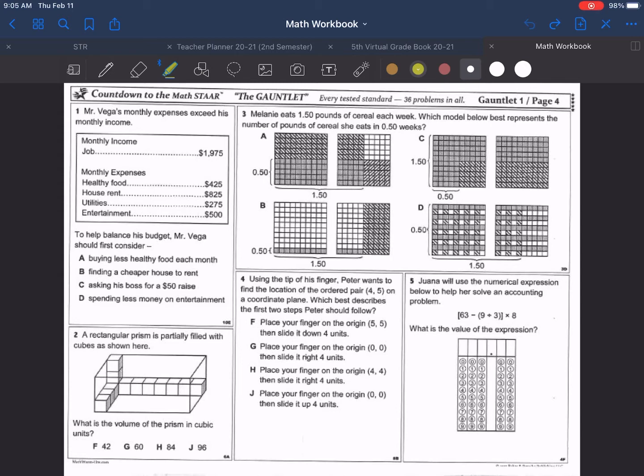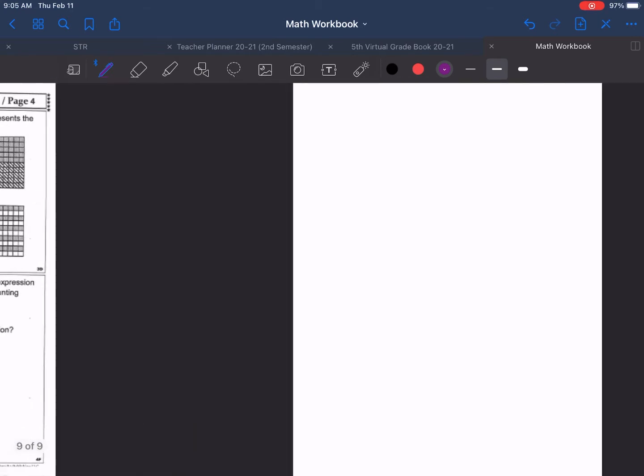Mr. Vega's monthly expenses exceed his monthly income. To help balance his budget, Mr. Vega should first consider. So I've read it once, and I'm thinking I should read it again because a couple of words stood out to me. First I'm going to notice this one: exceed. Mr. Vega's monthly expenses exceed his monthly income. To help balance his budget, Mr. Vega should first consider. So, balance and first consider.